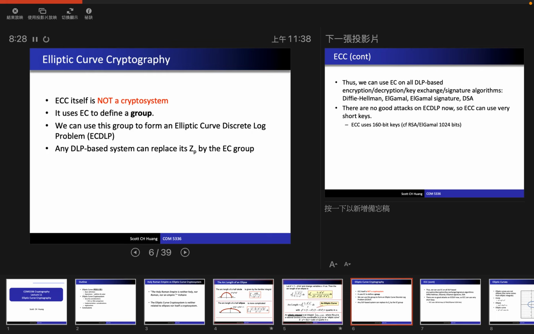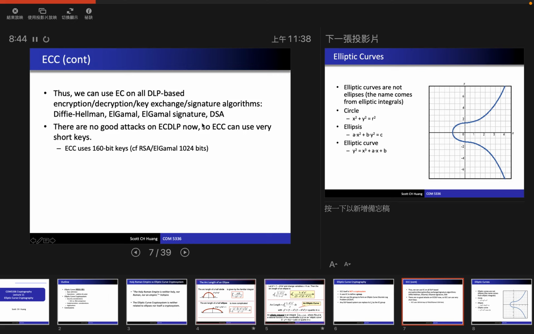Okay. So we can use the elliptic curve on all discrete log-based problems, including Diffie-Hellman, Elgamal, Elgamal signature, DSA, and so on and so forth. And because there are no good attacks on the discrete log problems, there are no good attacks on the elliptic curve based algorithm either.